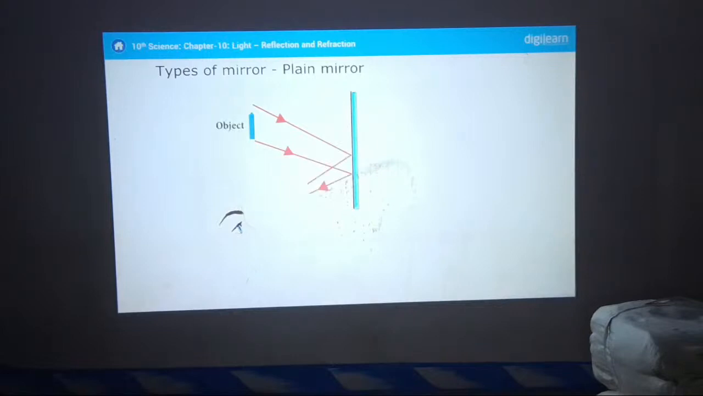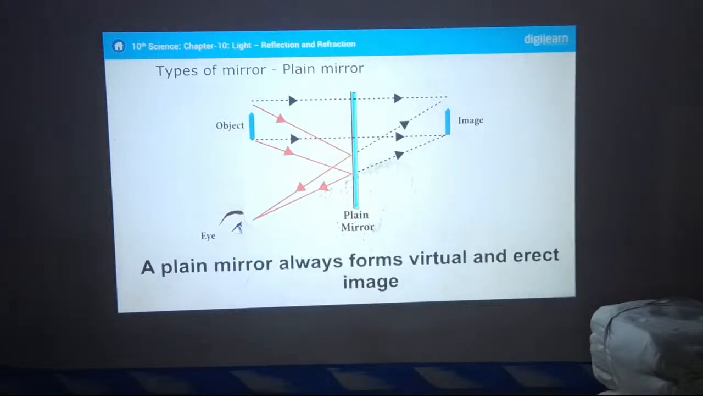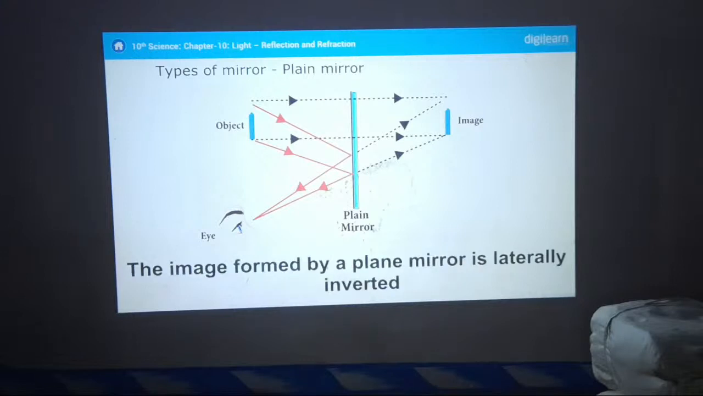Types of mirror. Plane mirror. A mirror having a flat surface is called a plane mirror. Formation of image in plane mirror. Light rays from the object spread and hit the reflecting surface. They appear to come from a point behind the mirror. The image is denoted by I. A plane mirror always forms a virtual and erect image. The distance of image and that of object is equal from the mirror. The image formed by a plane mirror is laterally inverted.